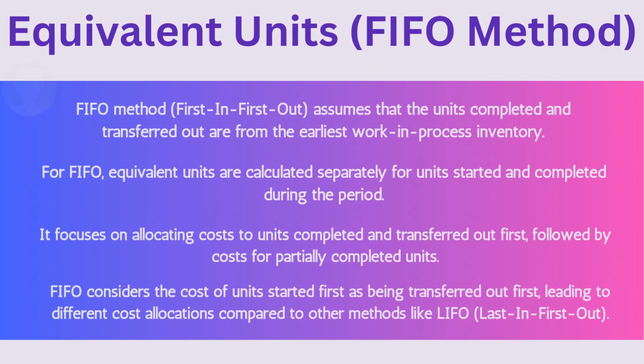Now, in process costing, where equivalent units under the FIFO method is concerned, the FIFO method, which is the first in, first out method, assumes that the units completed are transferred out from the earliest work in process inventory. Also, for FIFO, equivalent units are calculated separately for the units started and completed during the period. So we are separating that calculation.